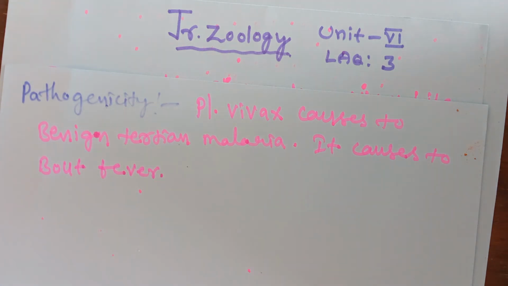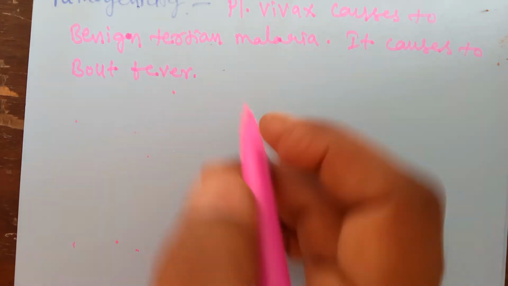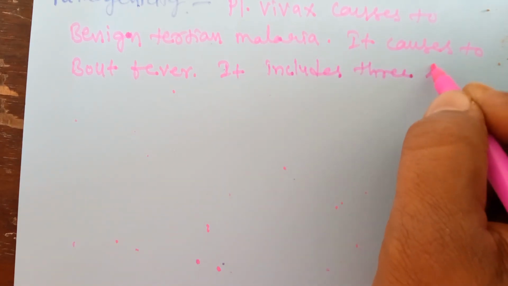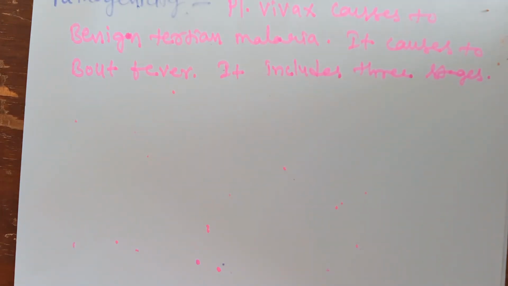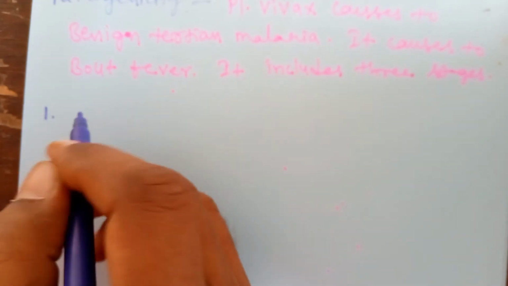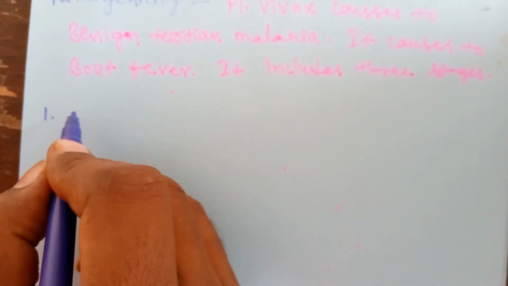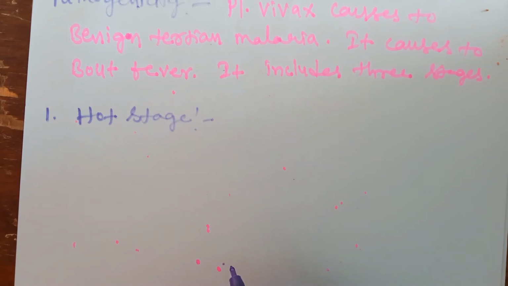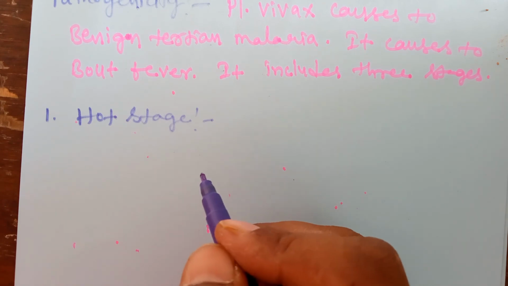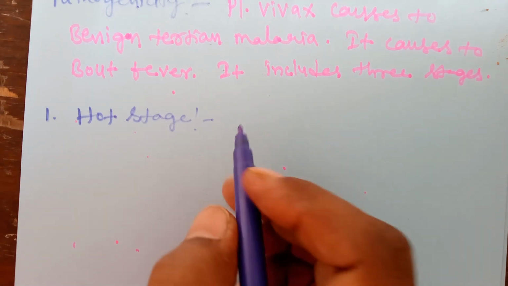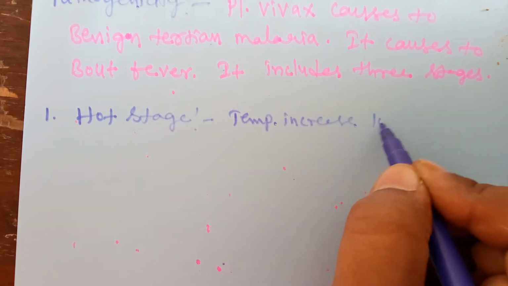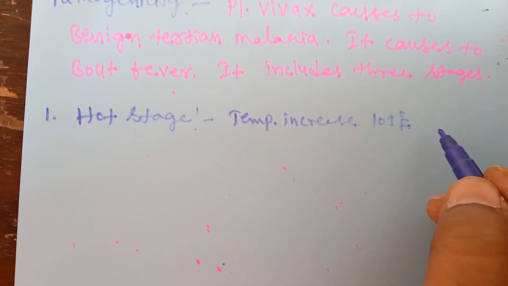It causes bouts of fever, so the fever is present alternately. It includes three stages. The first stage is the hot stage. In a person suffering from malaria, in the hot stage the temperature increases up to 103 or 104 degrees Fahrenheit.